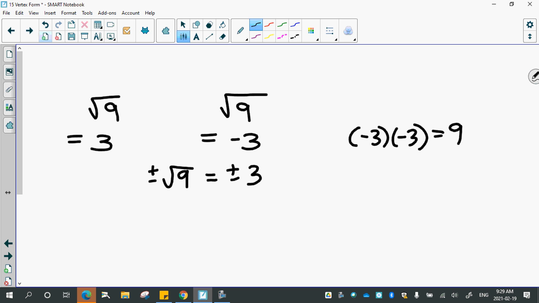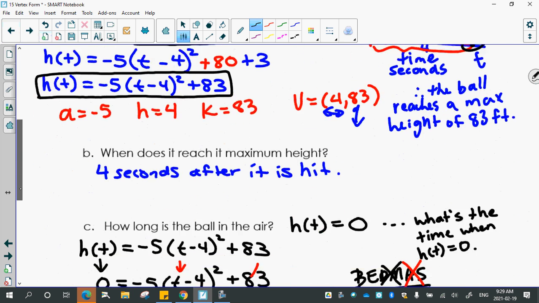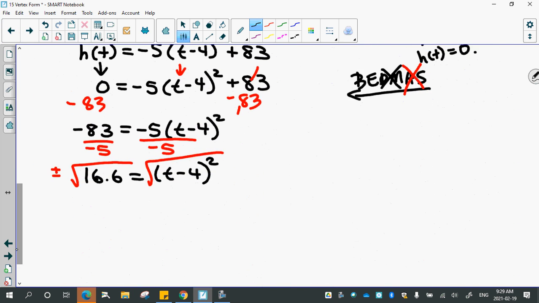Okay? And normally we just care about the positive square root, but when we're in quadratics, we care about both, because depending on what the other signs in the question are, it may be the positive one that gets you the answer, it may be the negative one that gets you the answer, or it may be both. And we'll find that out later today and 2 Mondays from now as well. So for now, I'm just going to keep this as positive or negative the square root of 16.6 equals t minus 4. Okay?